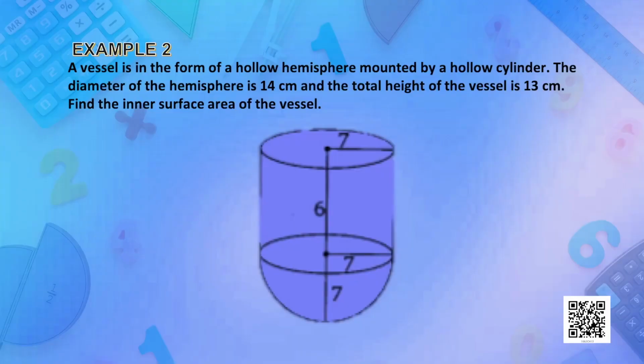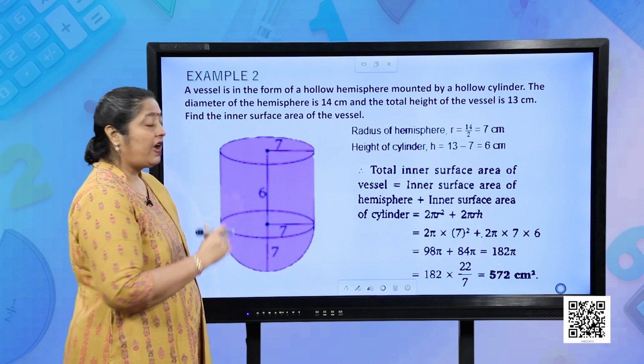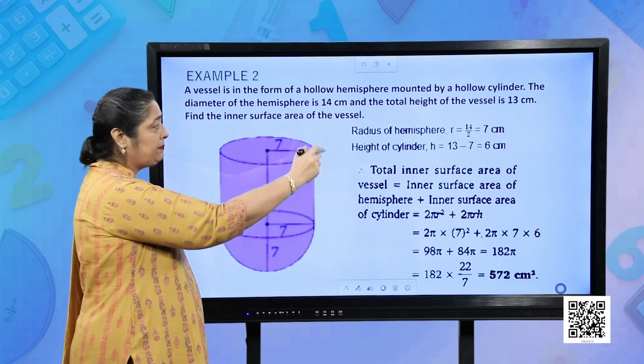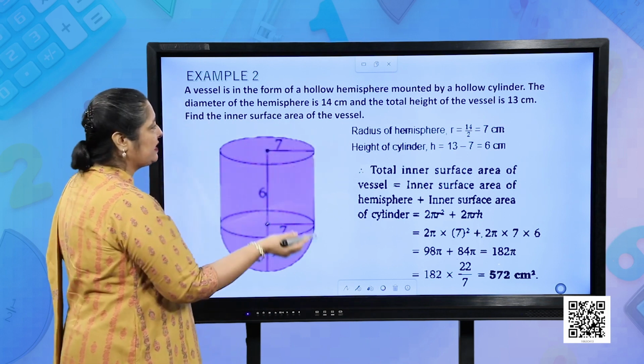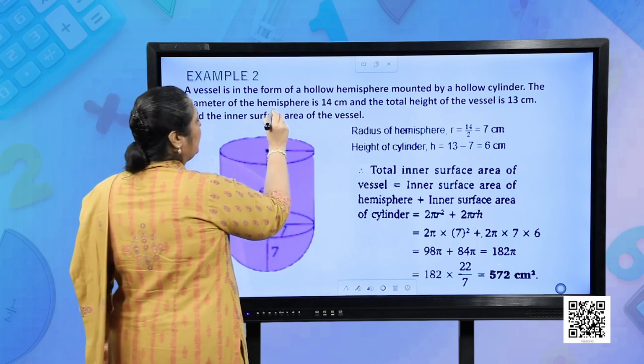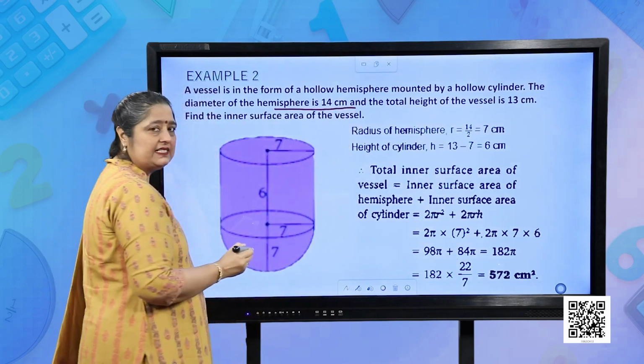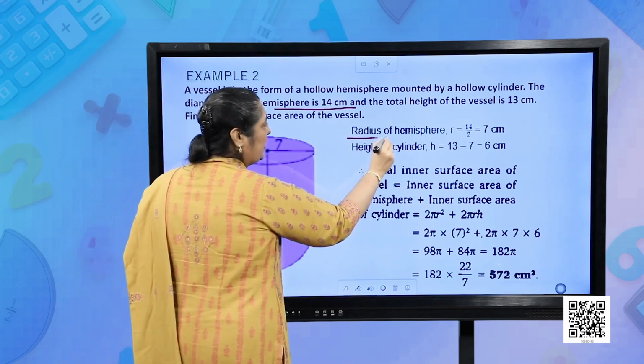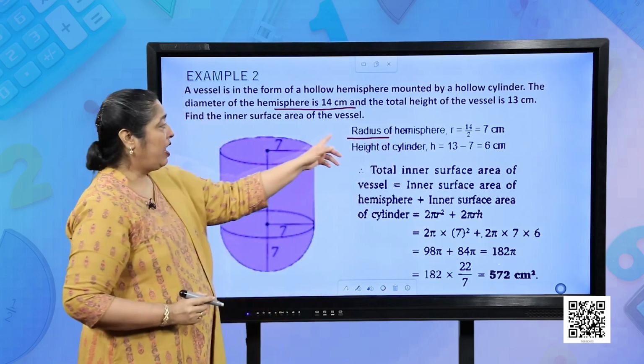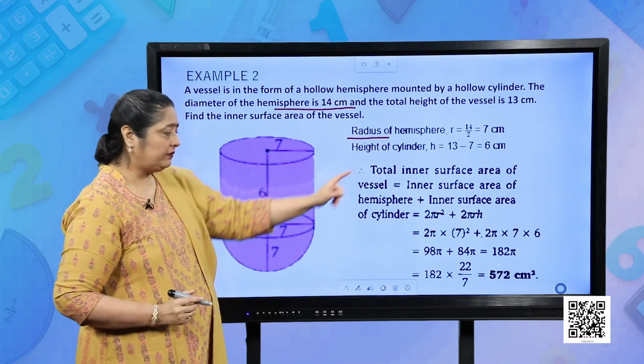A vessel is in the form of a hollow hemisphere mounted by a hollow cylinder. The diameter of the hemisphere is 14 centimeter and the total height of the vessel is 13 centimeter. Find the inner surface area of the vessel. The radius of the hemisphere is r, that is 14 by 2 is equal to 7 centimeter. Why 14 by 2? Because diameter is given as 14 centimeter. So, radius will be 7 centimeter. Also, height of the cylinder. What is height of the cylinder?